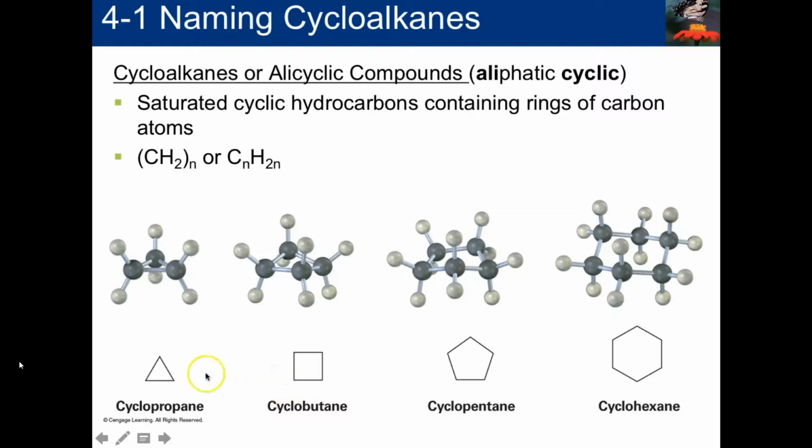The chemical shorthand symbols are the triangle for a three-membered ring, a square for the four-membered ring, a pentagon for the five, and a hexagon for the six. These are not very accurate descriptions of the molecules, but they're shorthands. Here are more accurate descriptions of the molecule. You can see a three-membered ring, cyclopropane, a four-membered ring, a five, and a six.